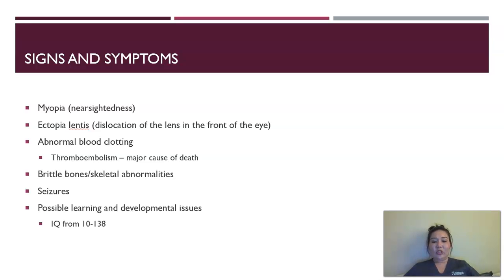As far as the seizures, they can occur in up to 21% of untreated individuals. So not super common, like the dislocation of the lens of the eye, but still worth noting. And then there can possibly be developmental and learning disorders, but that's not always present either. It just kind of depends.